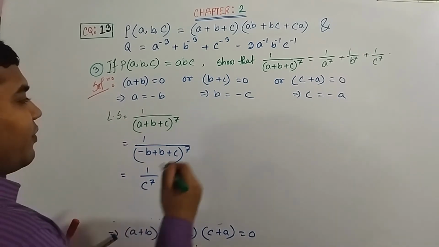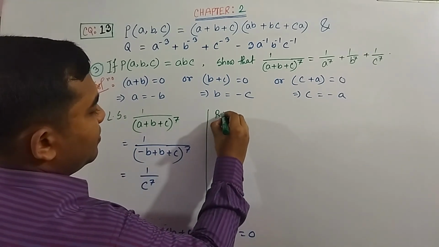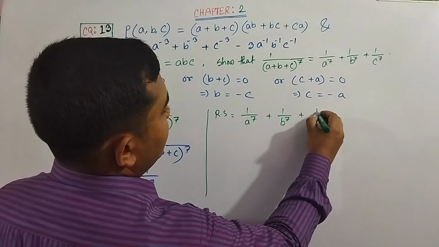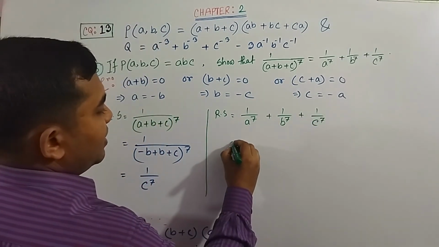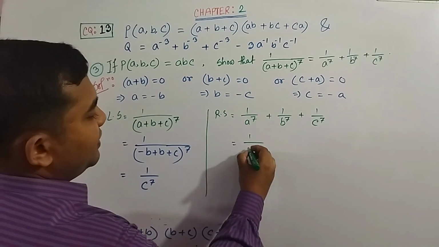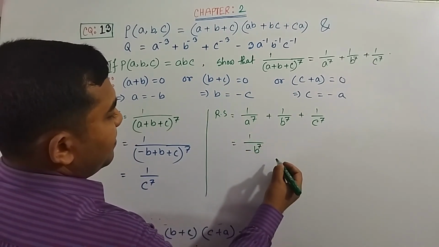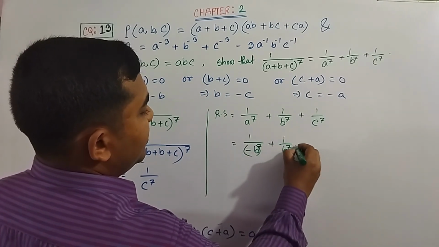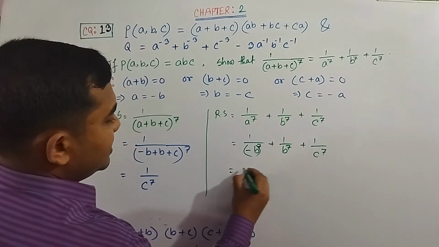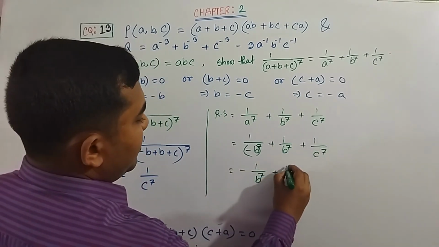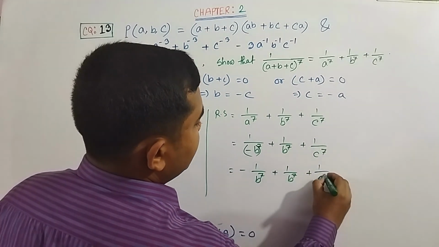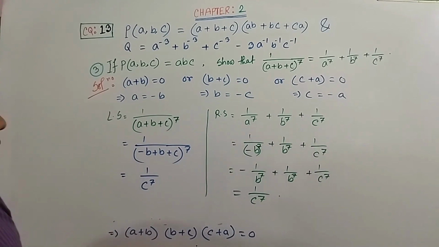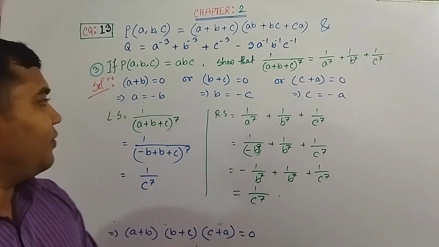So what about the right side? 1 by A power 7, B power 7, C power 7. Then we get 1 by A, which was minus B, so minus B to the power 7, plus 1 by B power 7 plus 1 by C power 7, that is minus 1 by B power 7 plus 1 by B power 7 plus 1 by C power 7. Then this is cancelled, leaving 1 by C to the power 7. So we have found that the left side equals the right side for A equals minus B.